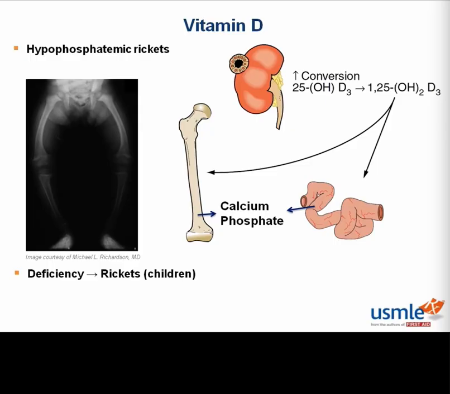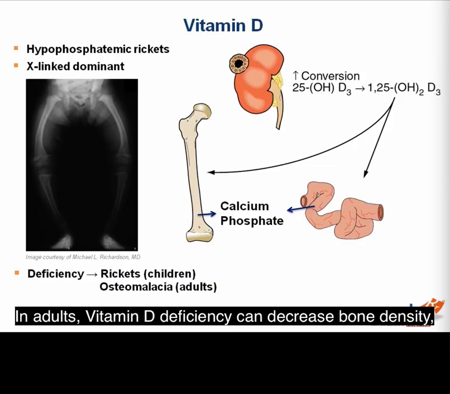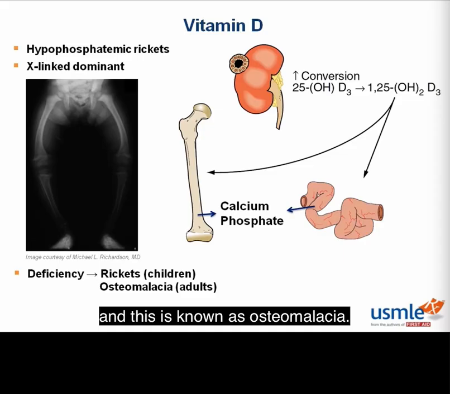It's actually one of the few X-linked dominant diseases. In adults, vitamin D deficiency can decrease bone density, but they won't bend since they're already fully developed, and this is known as osteomalacia. The bones will break more easily, though.